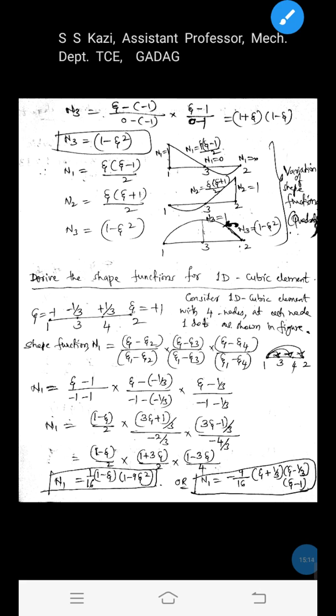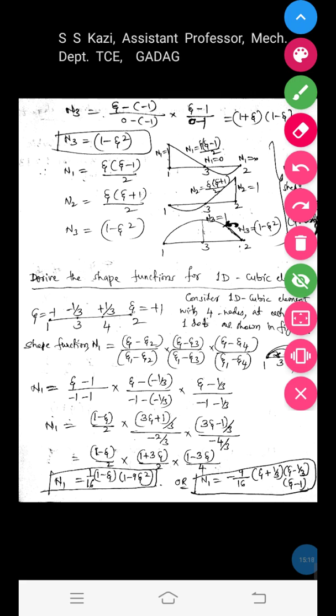I hope you have understood. In the next video we will derive the shape functions for the 1D cubic element.